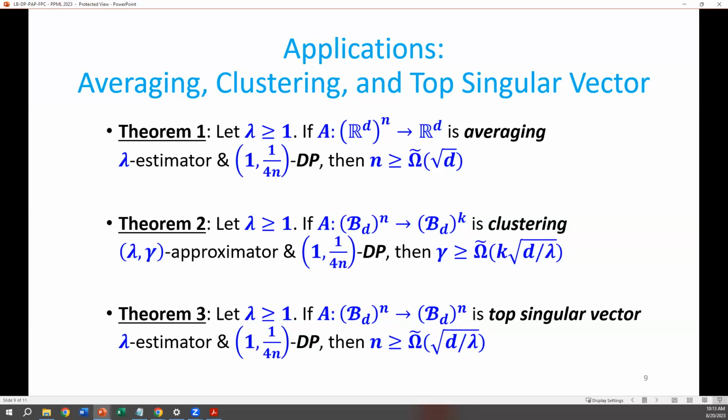Now I will tell you about the applications of our padding and permuting technique. As I just told you, our first application is a lower bound for averaging estimation differentially private algorithms. Our second application is lower bounds for clustering approximation differentially private algorithms. And our third application is a lower bound for top singular vector estimation differentially private algorithms. As you can see in this slide, the privacy parameters epsilon and delta for all of our lower bounds are 1 and 1/4n respectively, which are considered to be bad privacy parameters. However, this only makes our lower bound stronger. Just to mention, a good privacy parameter epsilon is considered to be a small positive constant, and a good delta is considered to be a negligible function of n.